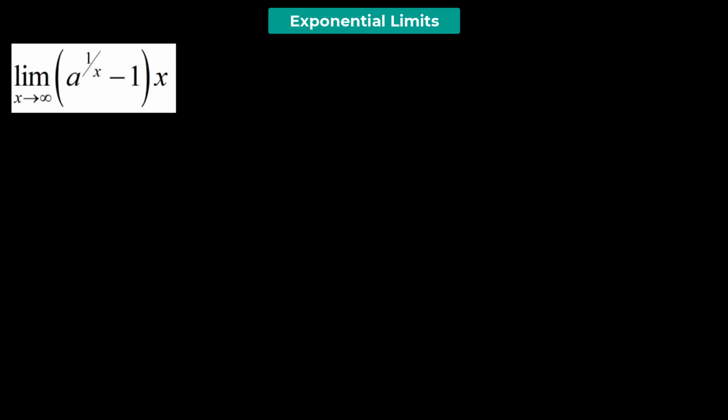Here we have the exponential function a raised to the power of 1 over x minus 1, whole multiplied by x. So we need to find its limiting value when x approaches an extremely large number. So what we can do, we can rewrite the entire function. So we have, this is infinity. So we have a raised to the power of 1 over x minus 1. Now we can take the x to the denominator. So that will become 1 over x.